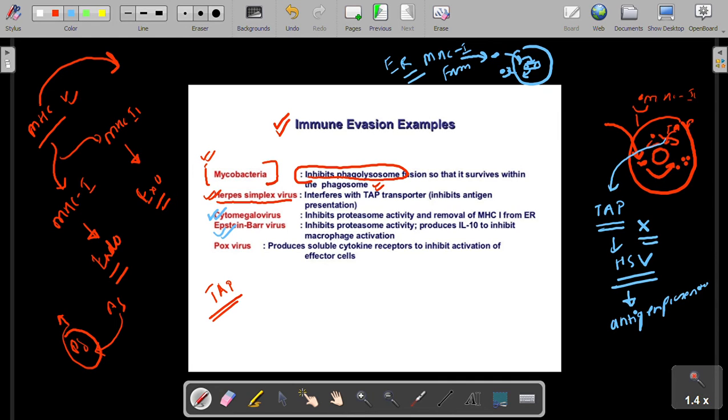It inhibits the proteasome activity and produces IL-10 to inhibit macrophage activation. Okay. So when macrophage activation is inhibited, it cannot function properly. And what does pox virus do? Pox virus produces soluble cytokine receptors to inhibit the activation of the effector cells. So these are some of the coping mechanisms for different antigens, and this is called immunoevasion, and these are some of the examples.